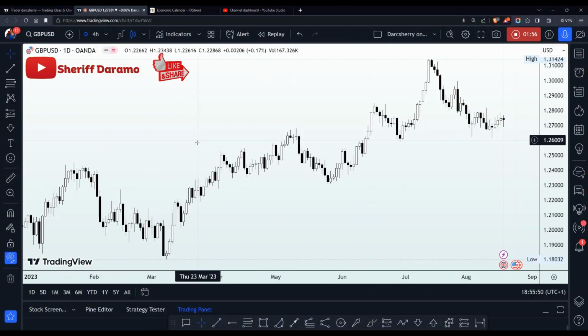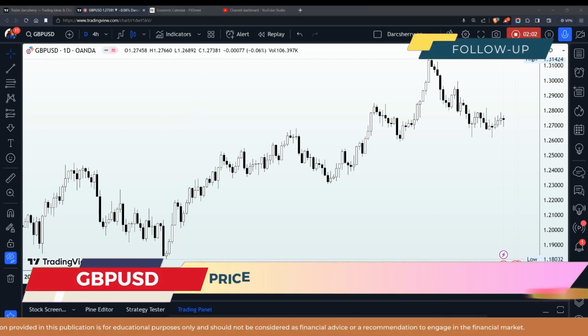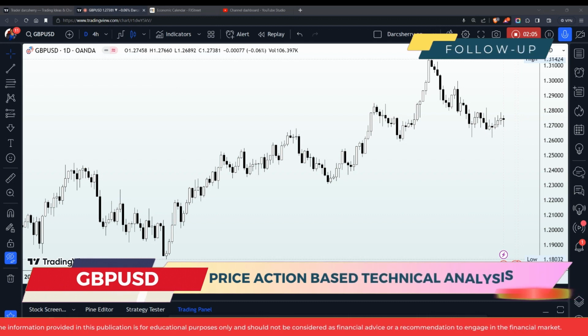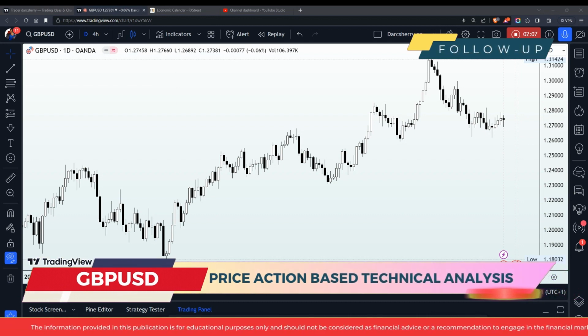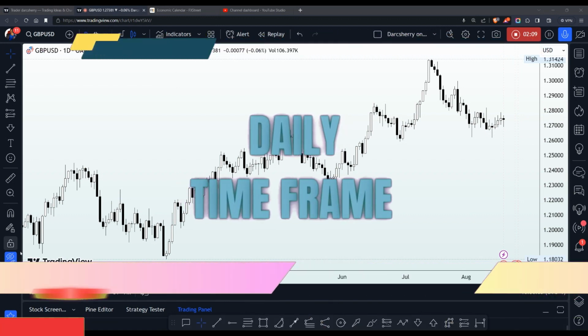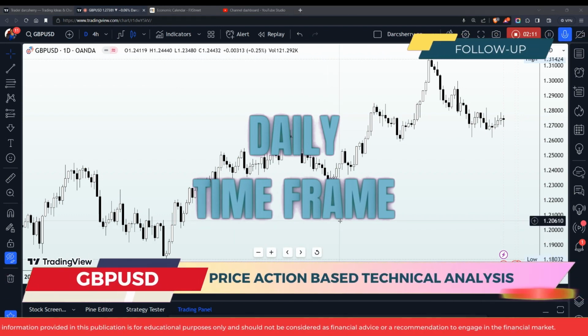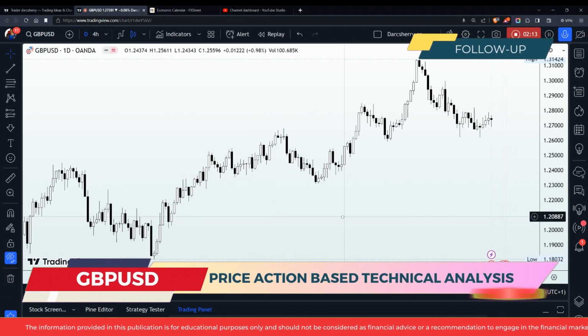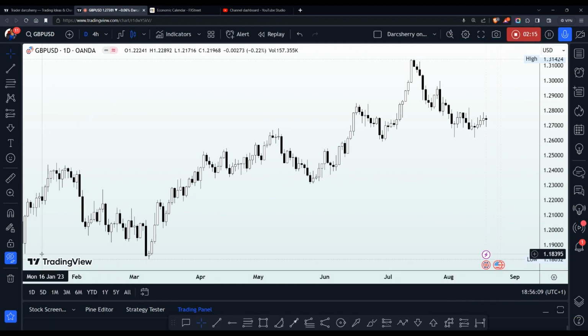Let's take a moment to revisit and ensure that everyone, including those who missed out on the previous analysis, comprehends the current market sentiment from a holistic standpoint. So, to start with, we shall delve into the daily time frame for a comprehensive exploration. And here we are on the daily time frame.